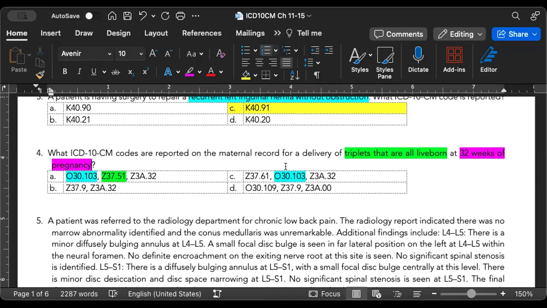So if you take a look at 32 weeks, our code is Z3A.32, right? So 32 weeks is .32. If you look at the list in your alphabetic index, anywhere from 8 weeks to 42 weeks, your number of weeks should correspond with the fourth and fifth characters after your decimal. So if you're 8 weeks, it's Z3A.08. If you're 21 weeks, it's Z3A.21. If you're 39 weeks, it's Z3A.39.